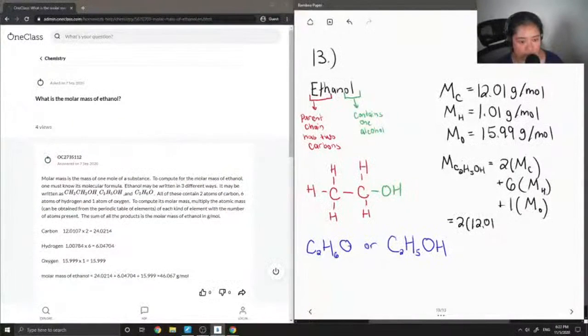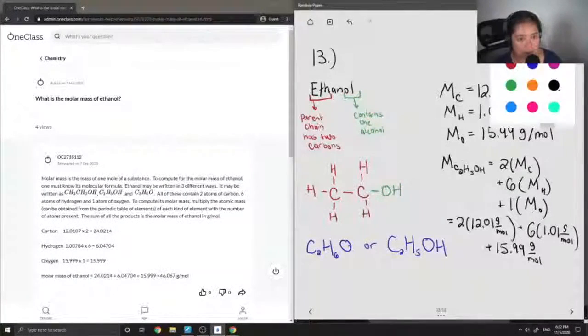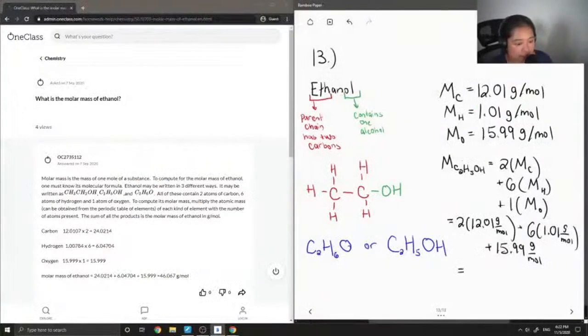So now let's just plug the values in. 2 times 12.01 grams per mole plus 6 times 1.01 grams per mole plus 15.99 grams per mole. So if we add all these values up, we end up with a total molar mass of 46.07 grams per mole.